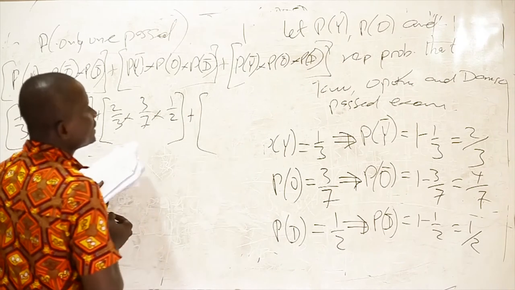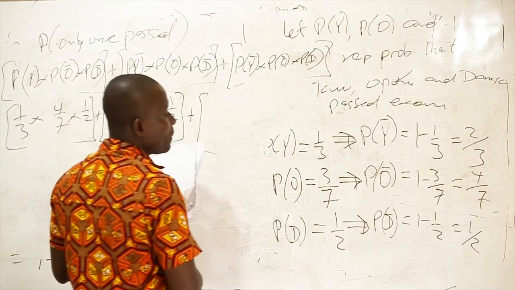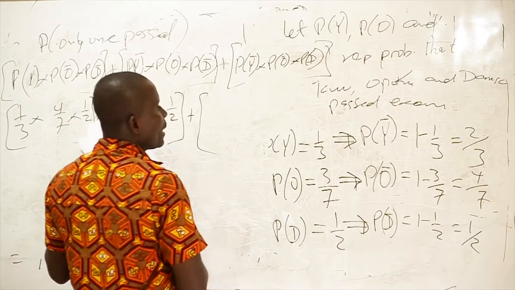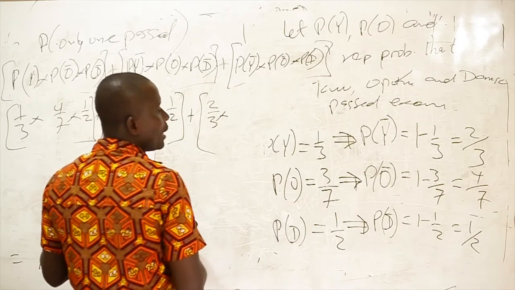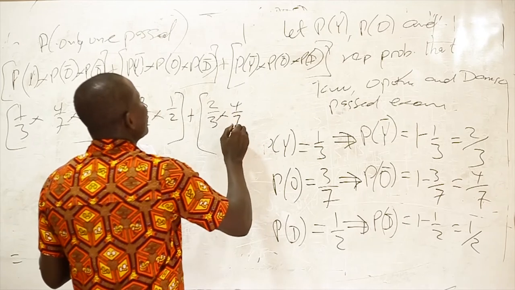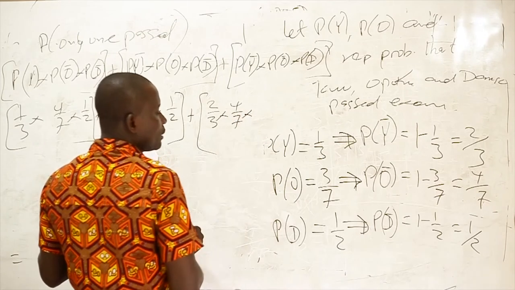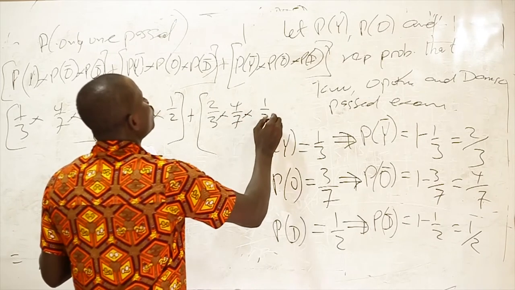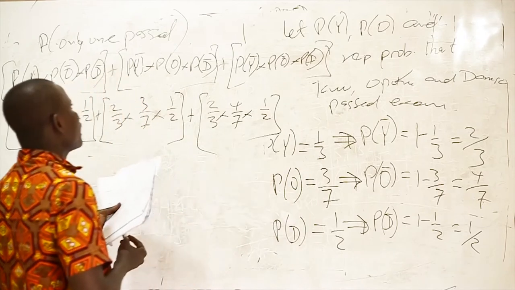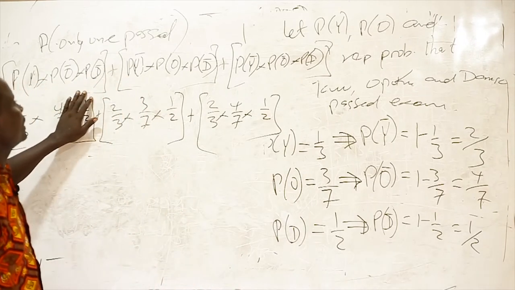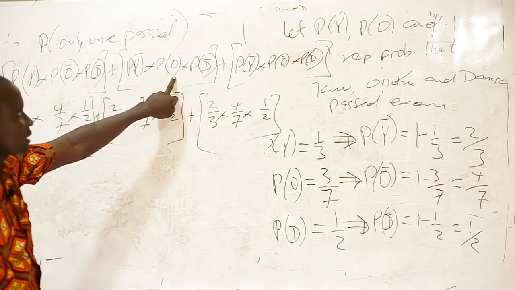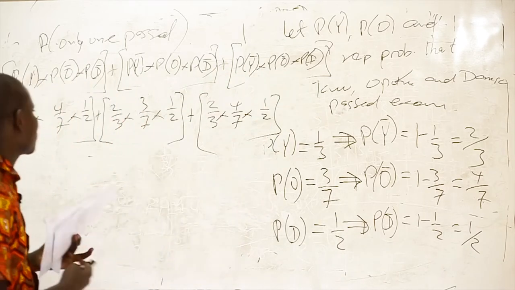Plus, in the third case, P(Y bar), what is Y bar? P(Y bar) is 2 over 3 times P(O bar), 4 over 7 times P(D), 1 over 2. I hope you are following the point I'm trying to make. Very, very important. In the first bracket, let the first person pass. In the second bracket, let the second person pass. In the third bracket, let the third person pass.